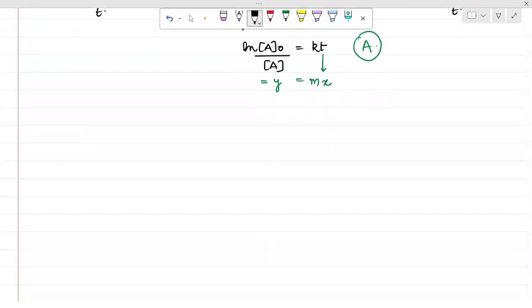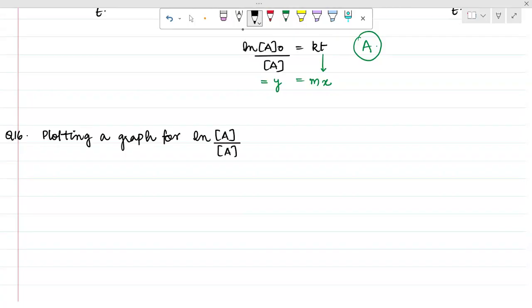Next question. Question number 16. This will be your homework. Plot a graph. That's a statement type graphical question. For ln A by A naught versus T for first order reaction. This was asked in June 2014.